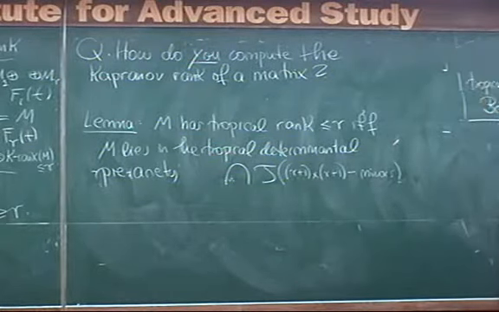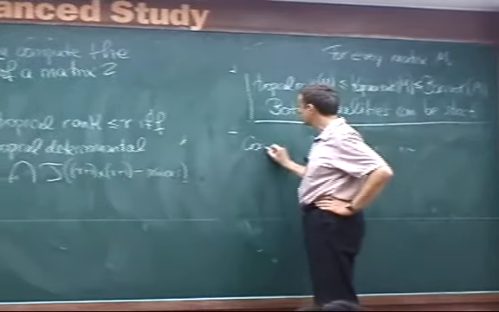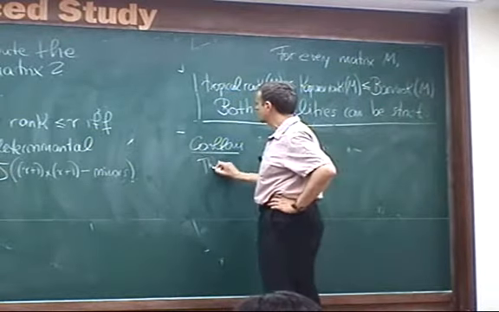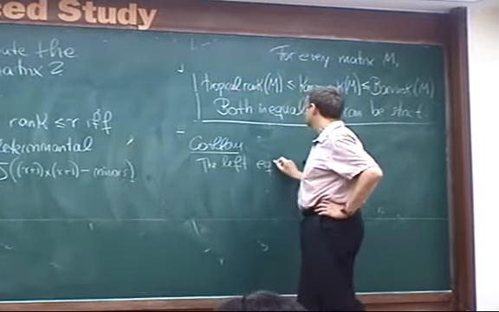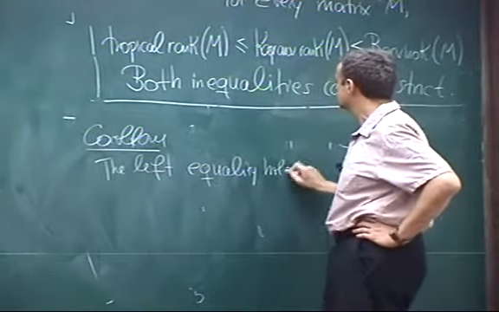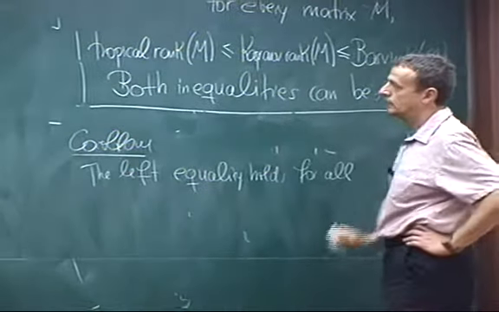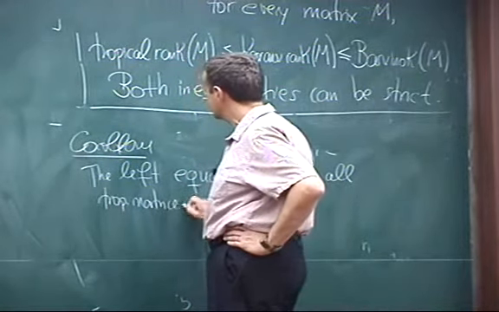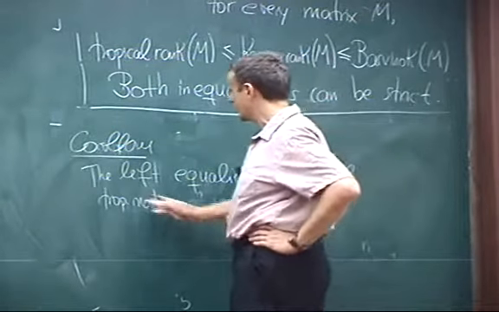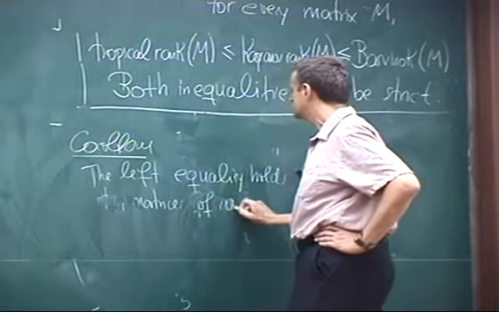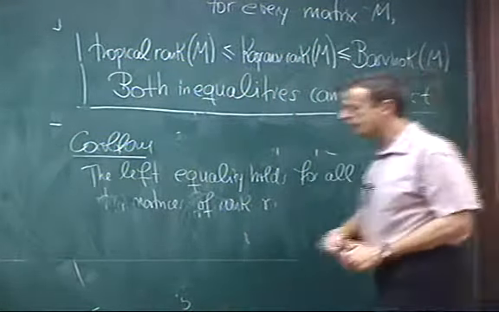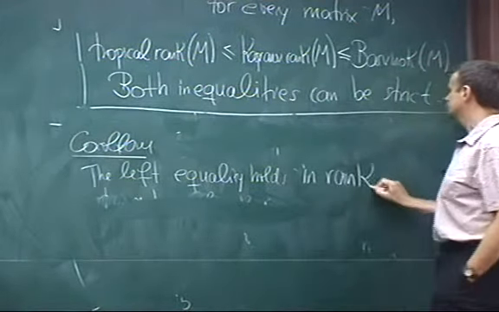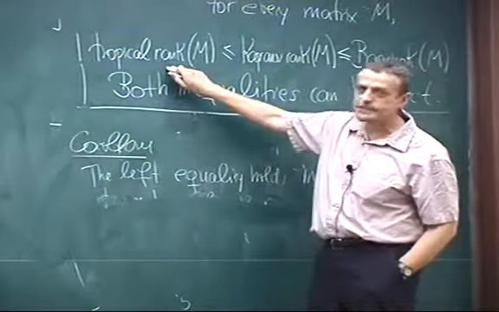Therefore, corollary. Equality holds. So this left equality holds for all tropical matrices of rank R. So let me say it holds in rank R. What I mean by that is, if this has rank R, then that has rank R.